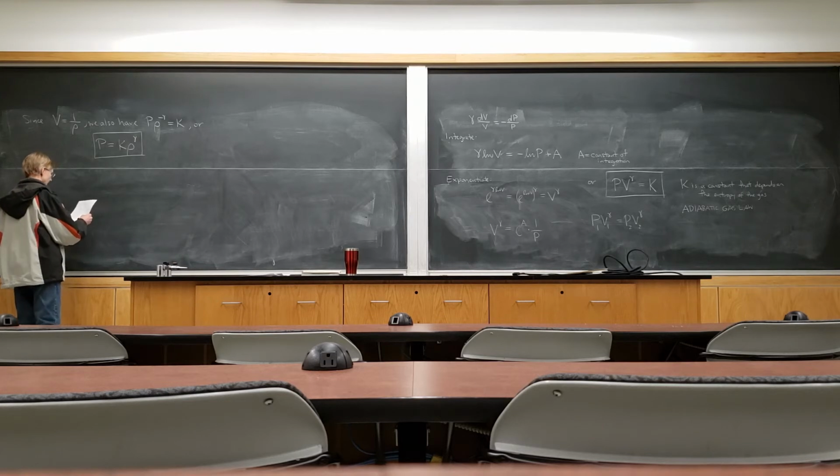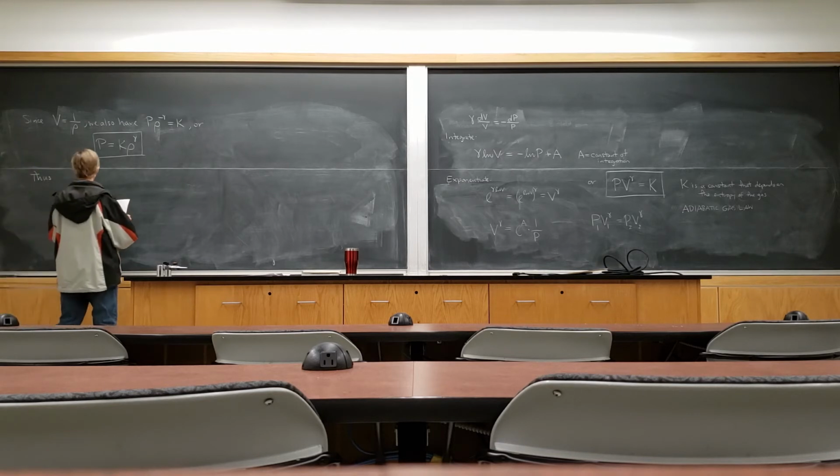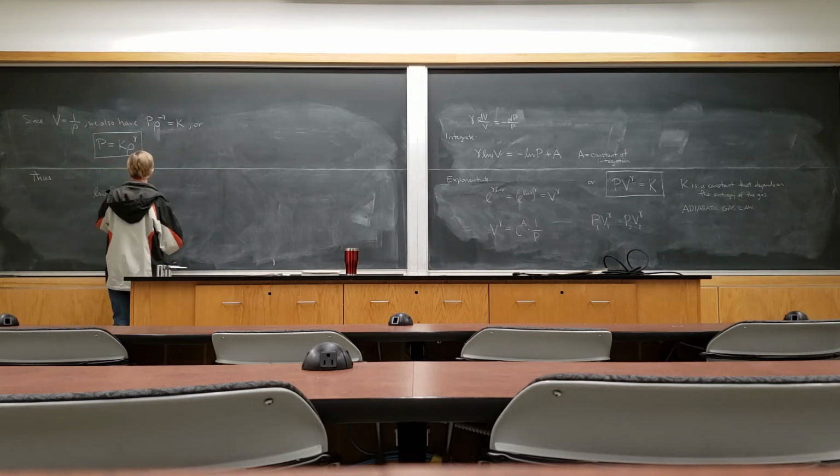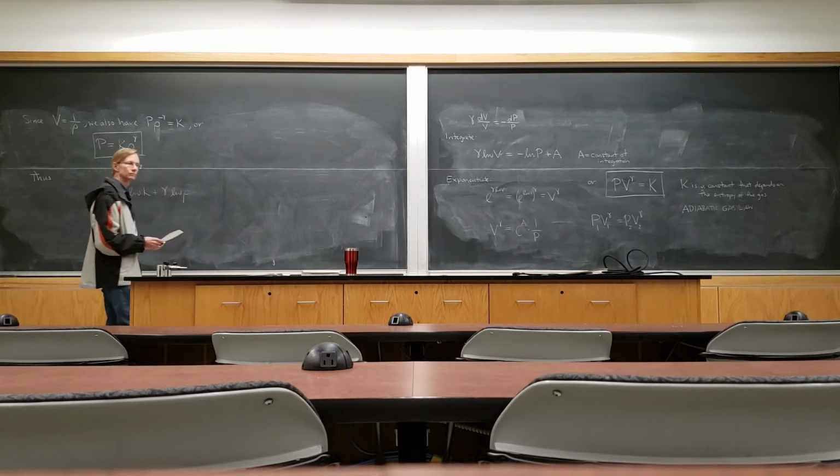And then your book does it a little bit more roundabout than this, but I think the easiest way to do this is what I'm going to do. So let's take logarithms of both sides. So if P is K rho to the gamma, then the natural logarithm of P is the natural logarithm of K plus gamma times the natural logarithm of rho.